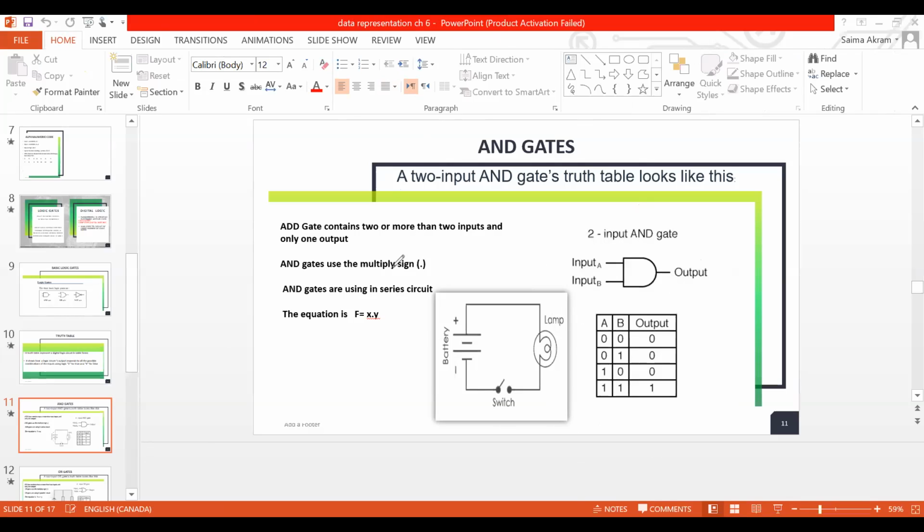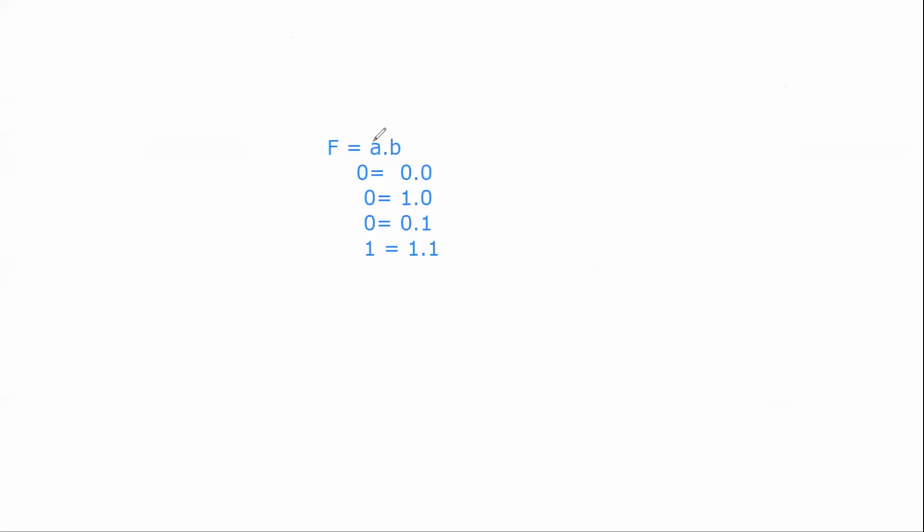This one. When switch A is off and switch B is off, then no light is there. Clear? The value will be off. If we multiply, this is the AND gate.